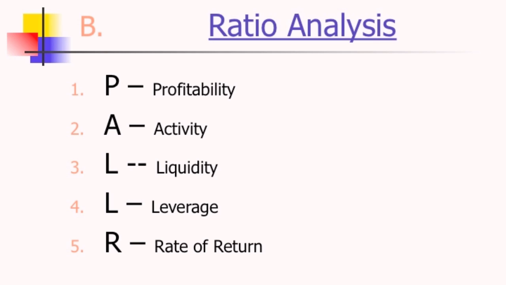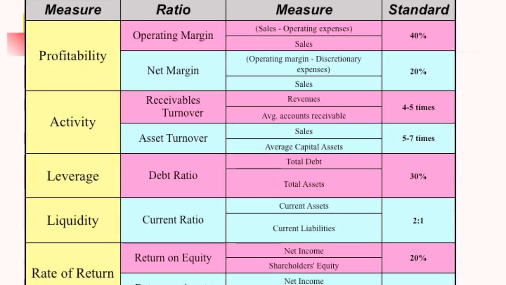The second component of the presentation, and this complements the financial statement analysis, is ratio analysis. Analyzing the ratios of a business really substantiates the claims that you came up with during your financial statement analysis. And we have an acronym for ratio analysis called PALR, standing for profitability, activity, liquidity, leverage, and rate of return. This next slide shows the types of ratios that we like to undertake for each section.